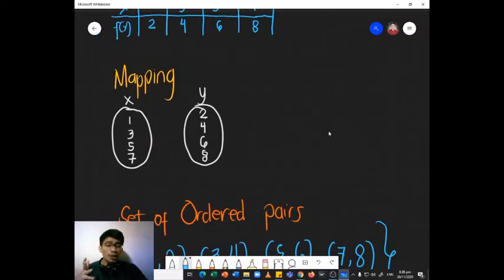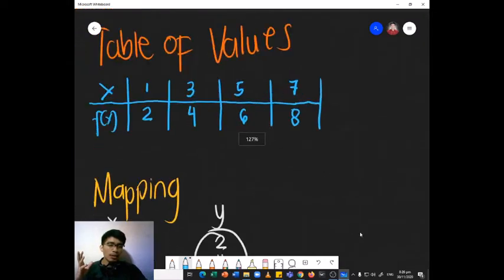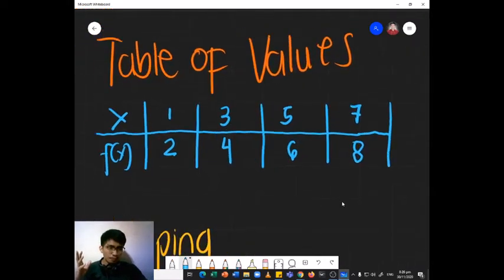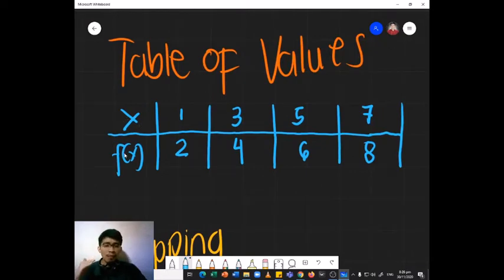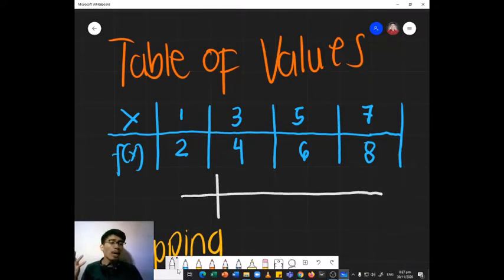Without further ado, let's begin with the table of values. In the table of values, we have here x and f of x. I have all of my domain values 1, 3, 5, and 7, and I have my f of x as 2, 4, 6, and 8. So how are we going to find the inverse of this table of values? Since earlier we defined this as an exchange of roles, let's create another table of values that will define the inverse of this original table of values.